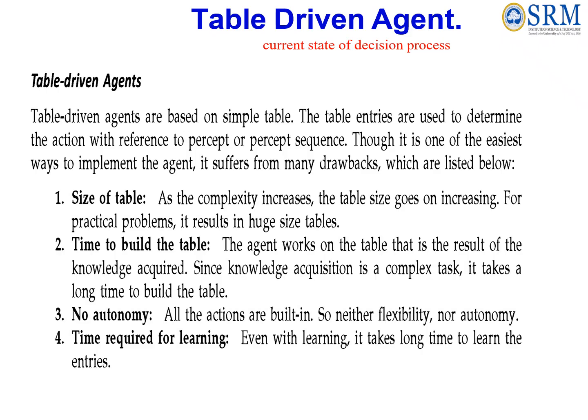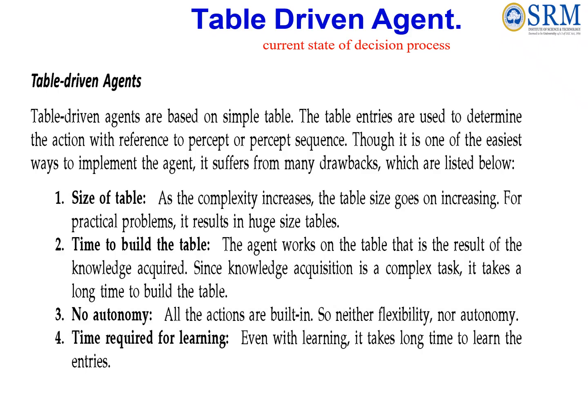So the working is: the sensor reads either A or B, for example A dirty. Table lookup finds the entry for A dirty. The action will be suck. The result will be that room A becomes clean. Regarding the percept sequence concept, a table driven agent stores not only the current percept but sometimes the entire percept history. That is the main concept of it.